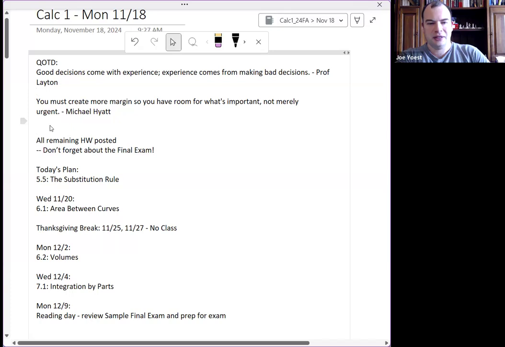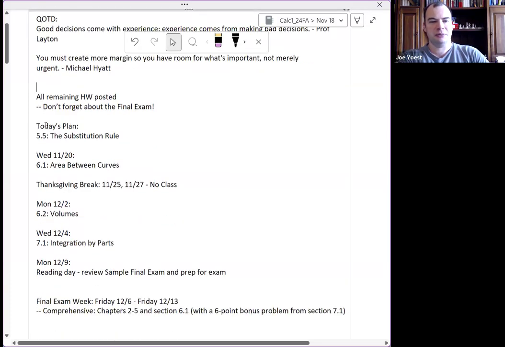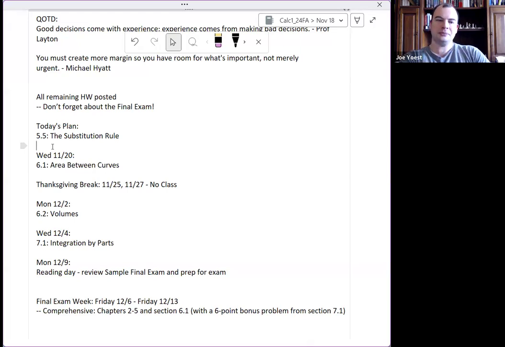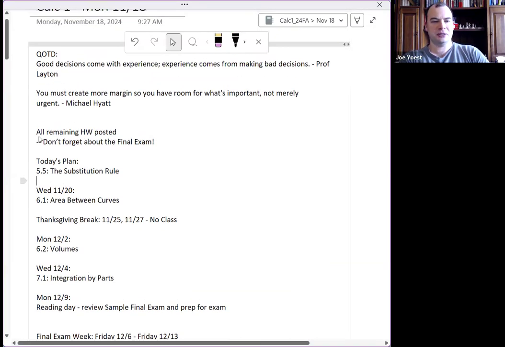But the plan for today is to cover the substitution rule, the first of a series of integration techniques that you'll see between the end of this course and Calc 2. But a couple administrative notes first.